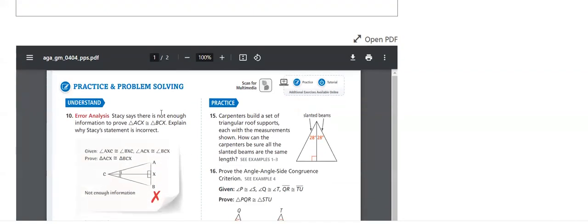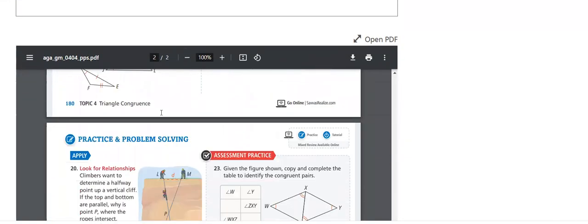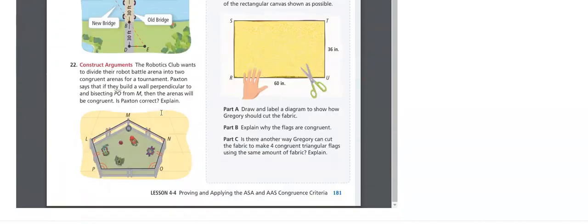We will practice problems and solving many, many problems. Like you see here, we will be solving all of them. I hope you will understand the lesson thoroughly.